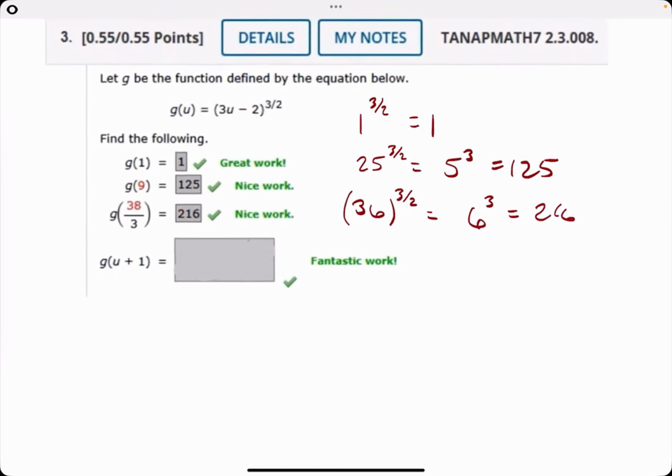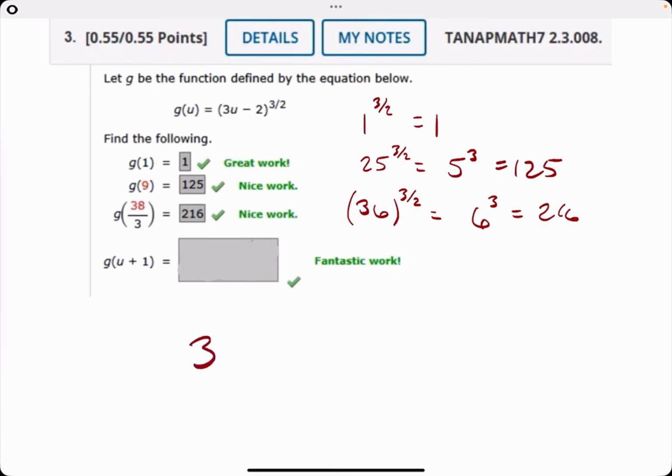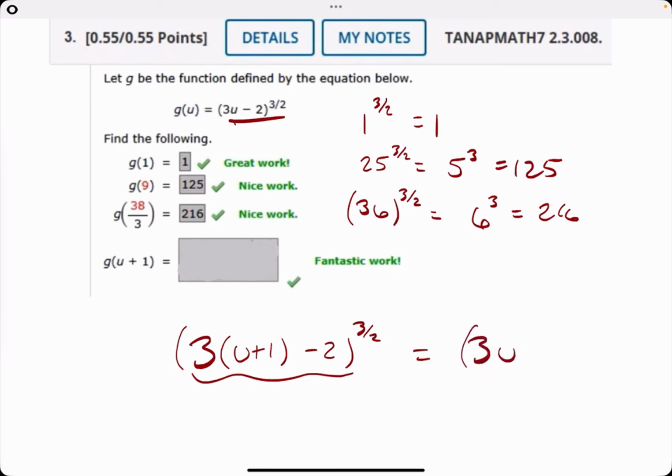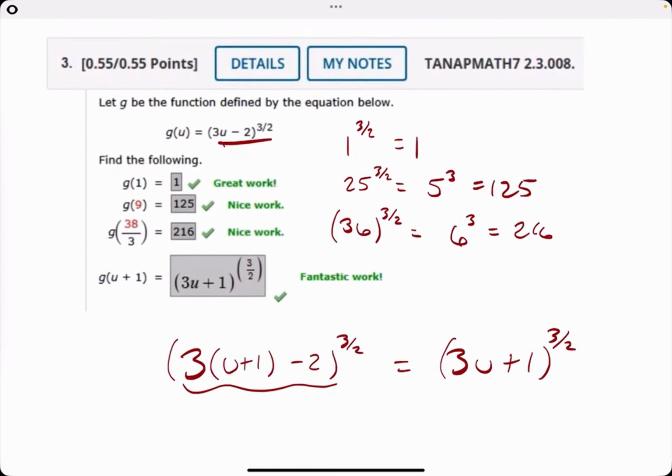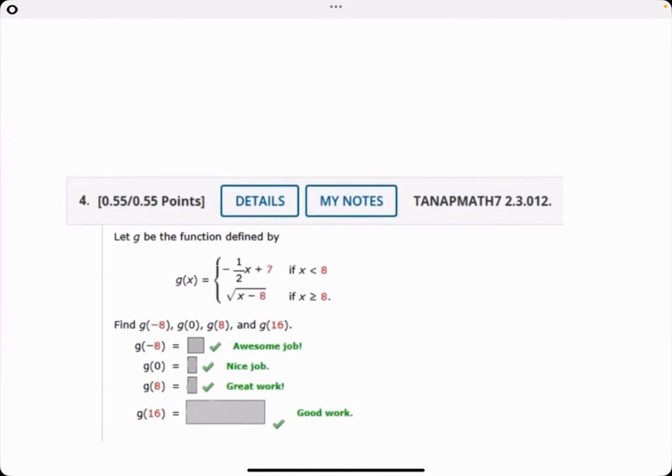Nice. And then u plus 1, a little more complex. Let's write this one out. So plugging in u plus 1 wherever we see u in this function. So 3 times u plus 1 minus 2, and then to the 3 over 2. So maybe just simplify this stuff here. We'd have 3u plus 3 minus 2 would be plus 1, to the 3 halves. That's probably all we can do there. Just leave it like that. Number 4.